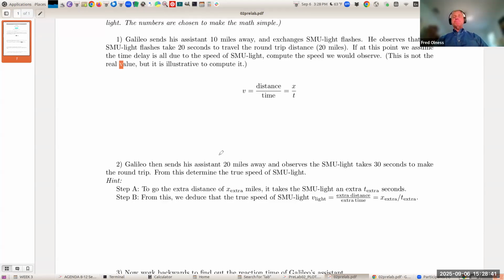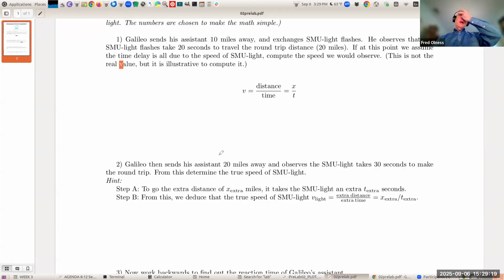Now, in the case of Galileo and real light, what he found is when he sent his assistant twice as far away, it took the exact same amount of time. So basically, he concluded that the travel time of the light was so fast that it essentially took zero time for the light to travel back and forth, and all the delay was due to the reaction time of his assistant. Okay, now that we've actually been able to measure the speed of light is 186,000 miles per second.